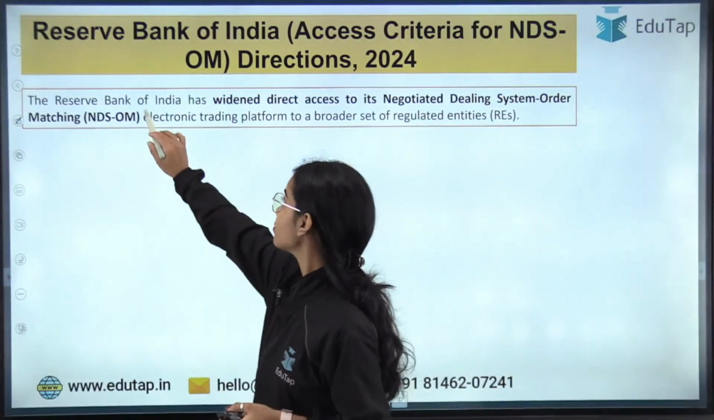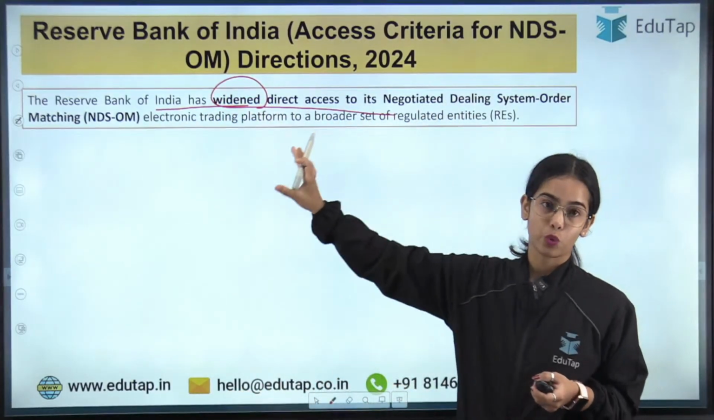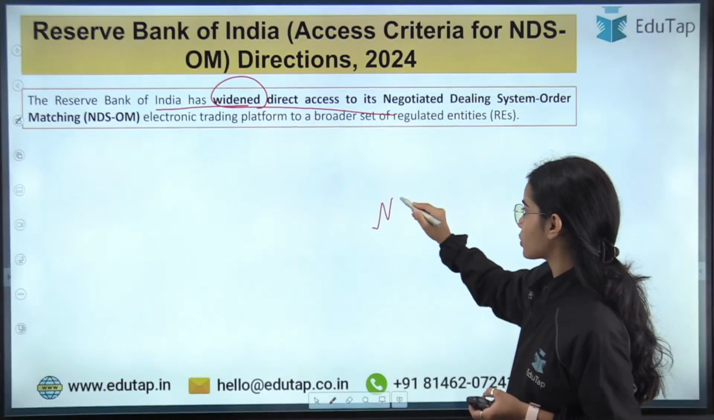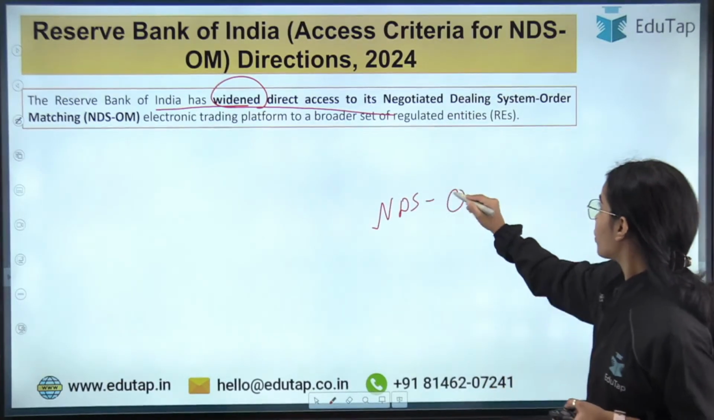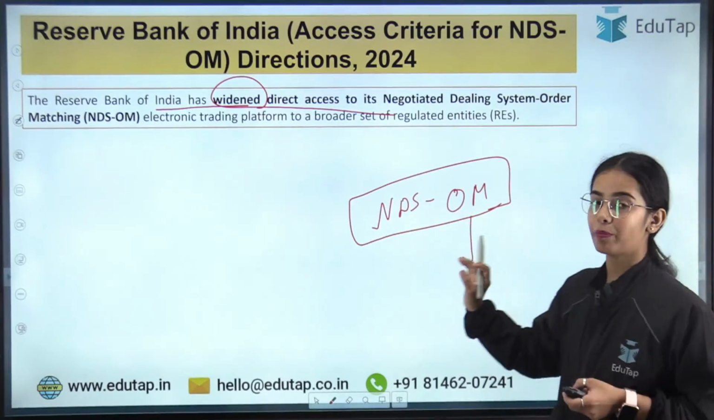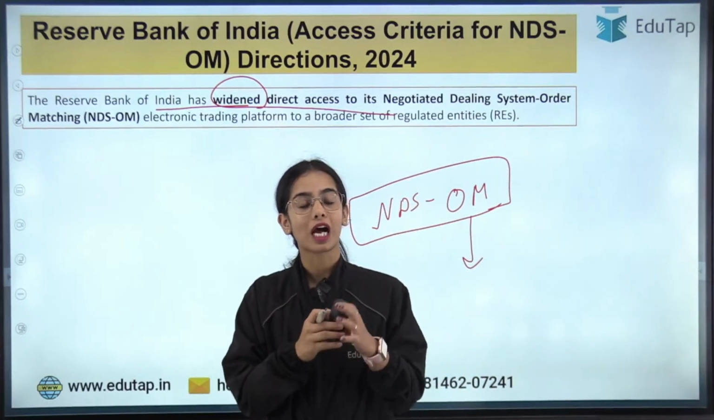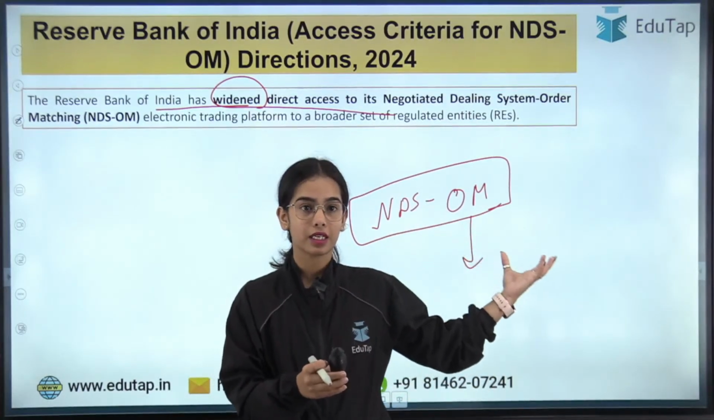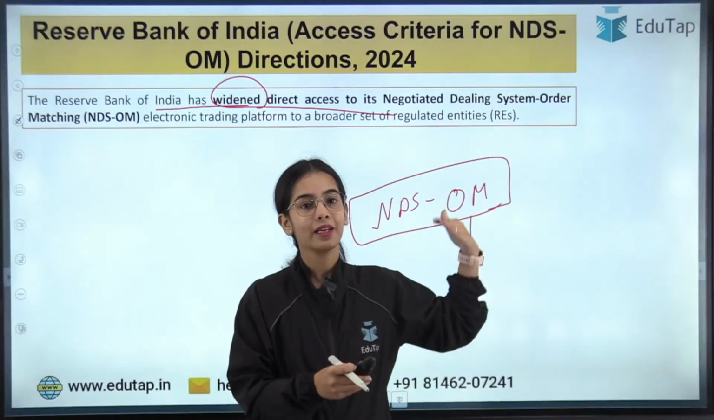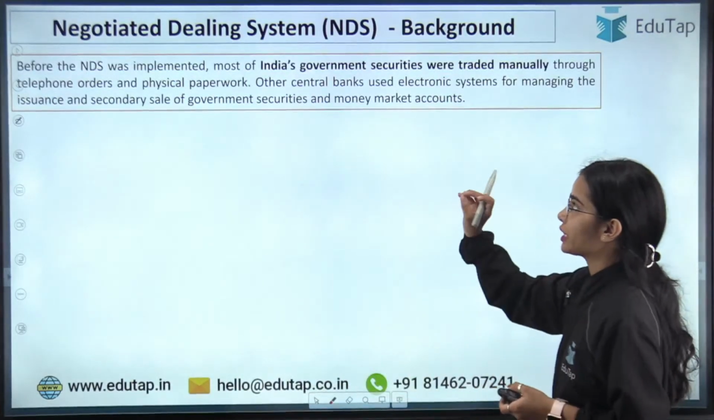Okay, so the Reserve Bank of India has widened the direct access to its NDS-OM. Okay, so NDS, that is negotiated dealing system, OM, that is order matching. So this is an electronic trading platform of the Reserve Bank of India. Now what is it used for, so that we will understand. So let's first understand about the NDS-OM, then we will understand about the news article. Okay, so let's start with the negotiated dealing system.